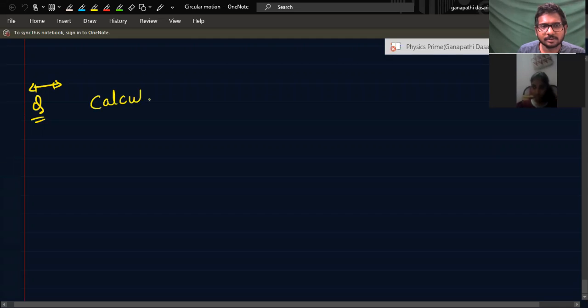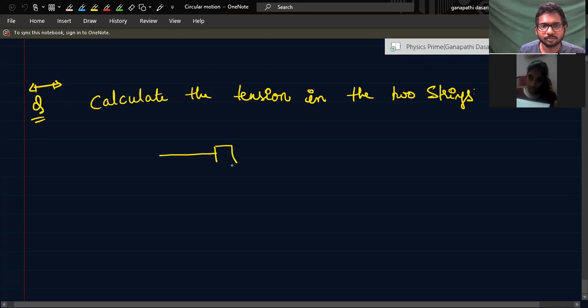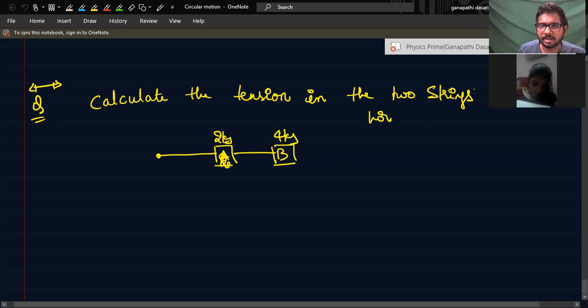Calculate the tension in the... sorry, this is the 2 kg block, this is the 4 kg block. Horizontal circular motion, okay? It is going in horizontal circular motion. That means one plane like this it is there. On a horizontal table, it is moving like this, okay?